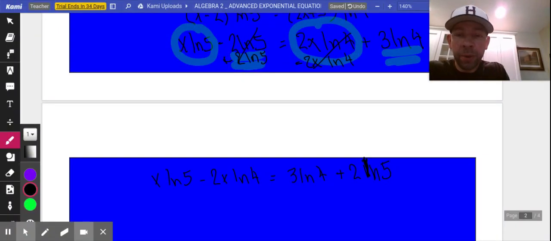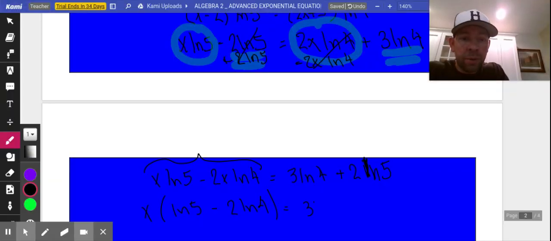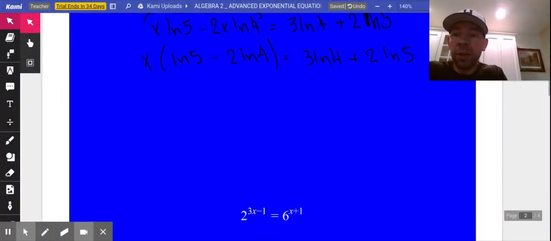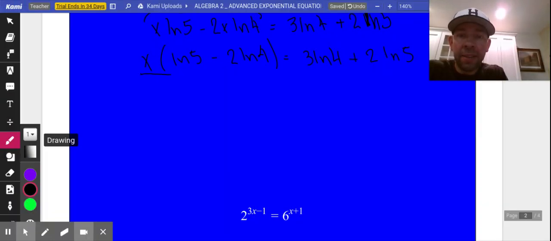Now, here's maybe where the biggest stumbling block might lie. I'm going to take a GCF out of this side right here. So once I factor the x out, I'm left with the natural log of 5 minus 2 natural log of 4, right? Told you this was a big bear. Tackling big bears today. Now, we're in the clear. We're just going to divide this quantity to the other side. I'm going to divide both sides by ln of 5 minus 2 ln of 4. Whatever I do to one side, I've got to do to the other, so that these cancel, and you're left with x equals all of this right here.